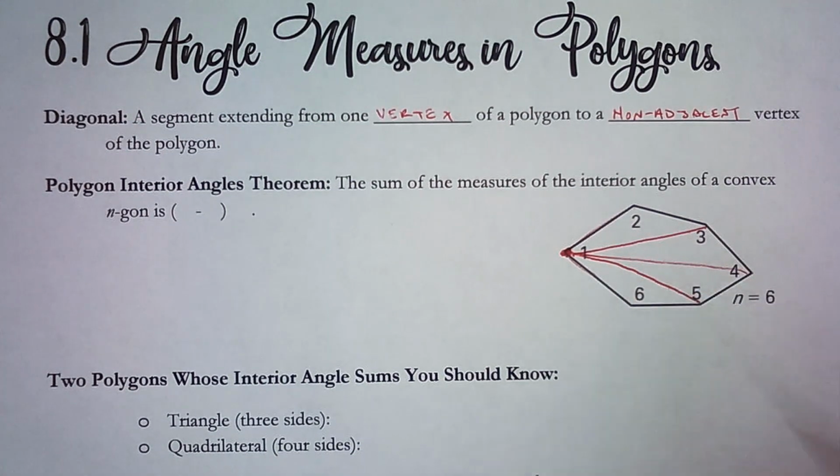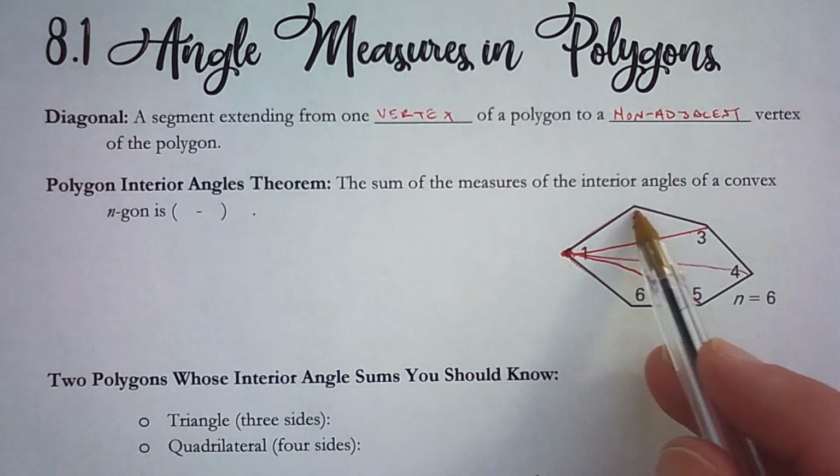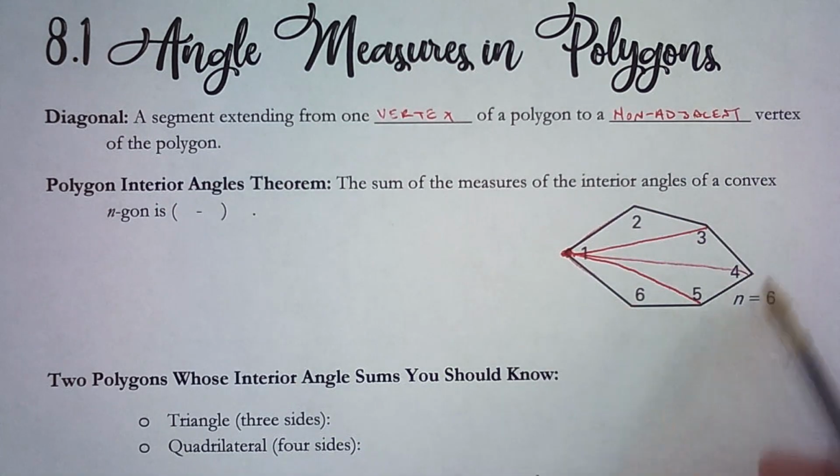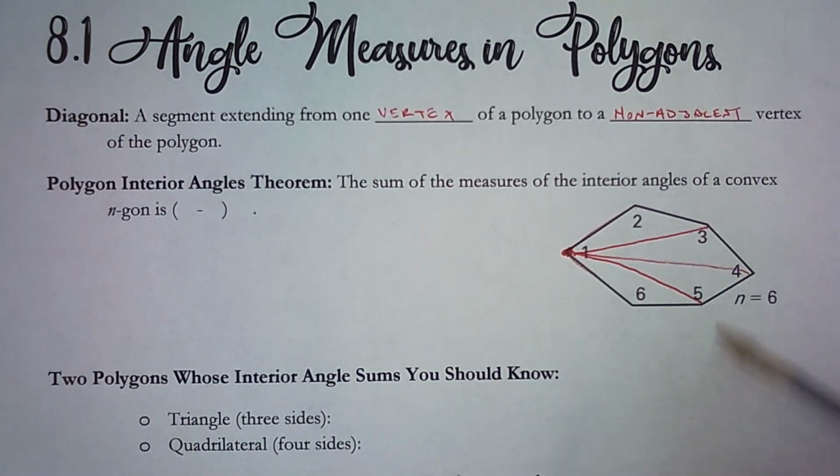So I was able to draw 3 diagonals from this vertex. I could actually draw 3 diagonals in this hexagon from any particular vertex. Okay, now if there's more sides, you can draw more diagonals.